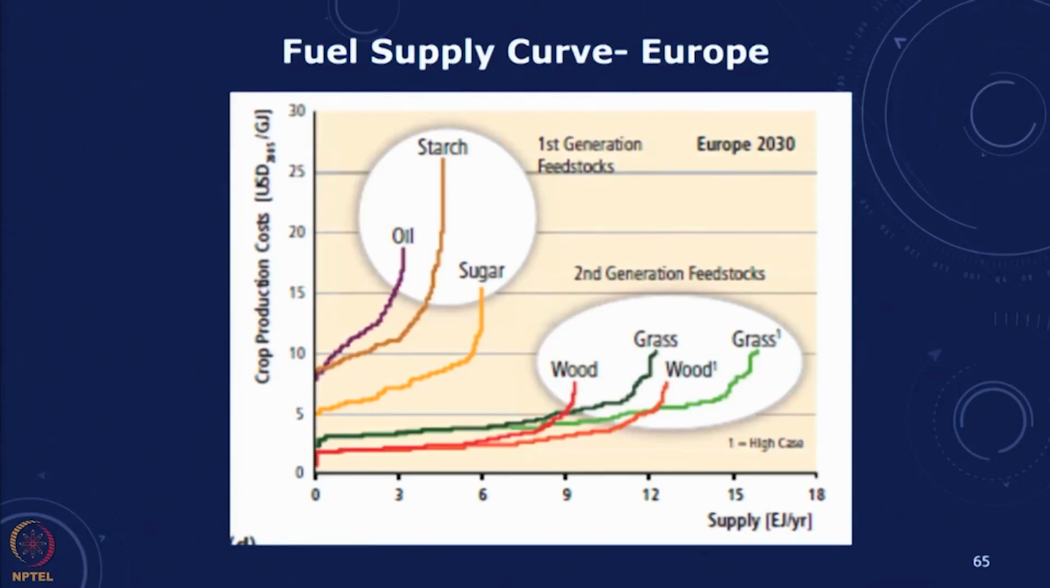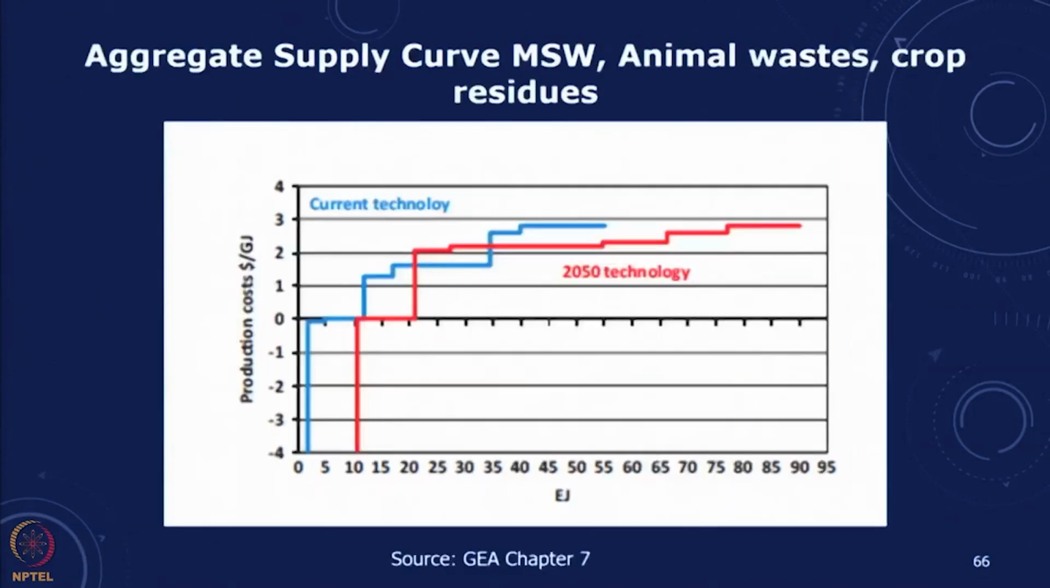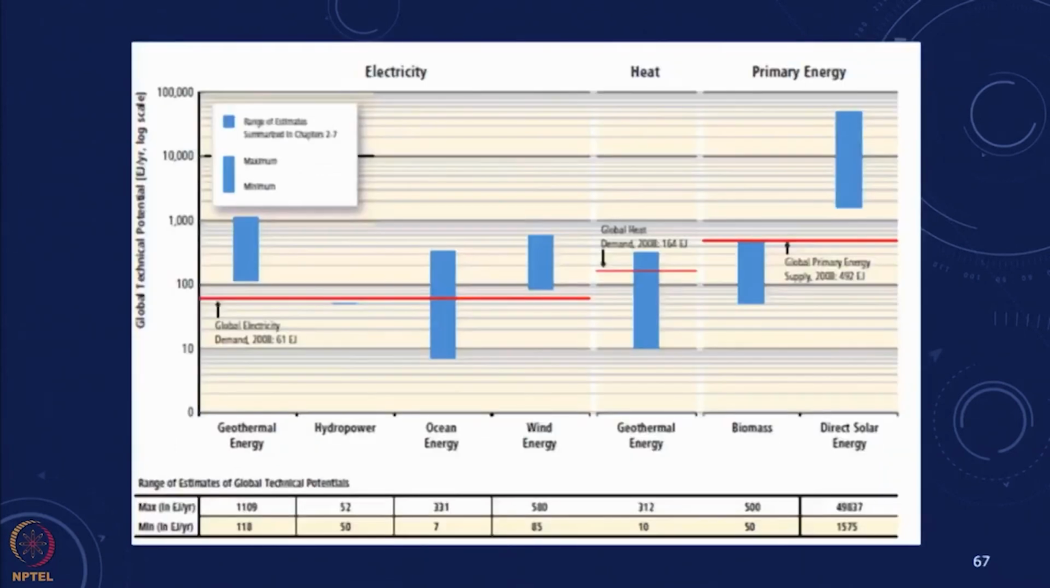In all of this, we have to look at the overall sustainability in terms of energy as well as other issues in terms of land and water. But this is some of the things which is there. And this is an aggregate supply curve with municipal solid waste, animal waste, crop residues. So if we combine all of this, you can see this is an image from the Global Energy Assessment, which talks about electricity, heat and primary energy, and talks about the exajoules available.